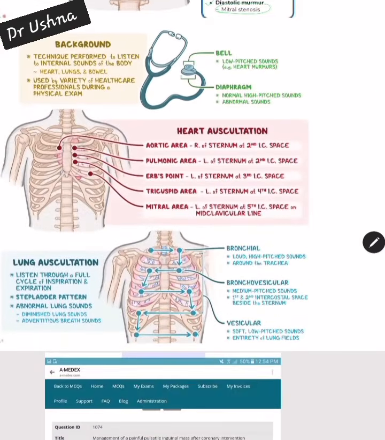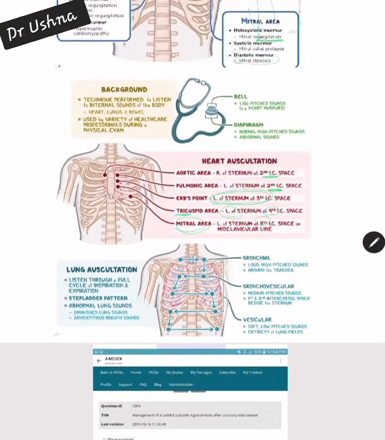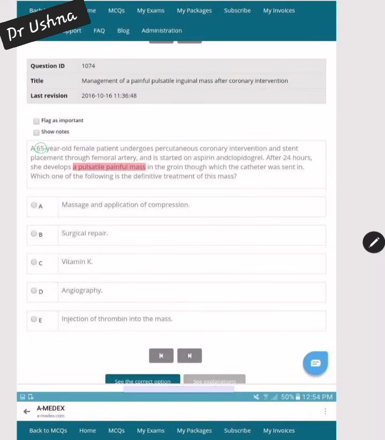And these are your areas of the heart. At the second intercostal space, the right side is your aortic area and the left side is the pulmonary area. Erb's point is the third intercostal space, left sternal. Left sternal fourth intercostal is the tricuspid area, and the fifth intercostal, which is the apex, is the mitral area. So these are important to memorize as such.